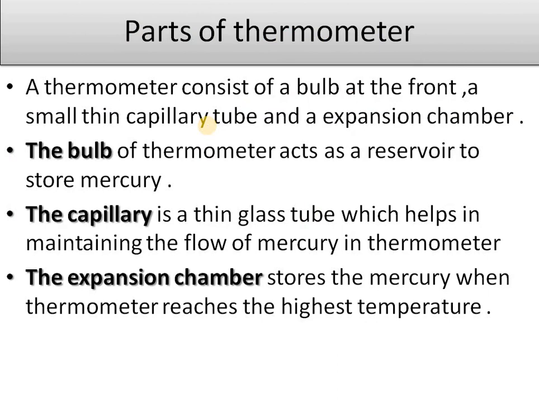The bulb of thermometer acts as a reservoir to store mercury. Okay, it stores mercury. Whereas the capillary is a thin glass tube which helps in maintaining the flow of mercury in the thermometer so that it can flow properly. Next is the expansion chamber. Okay, in that band I told that expansion chamber is there. It stores the mercury when the thermometer reaches the highest temperature of that range. Okay, so that range is there, limited range temperature it can reach.